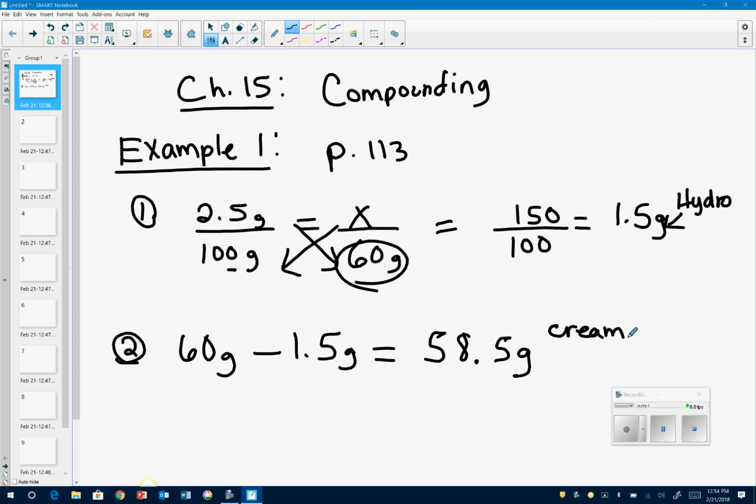So when you make this compound, you're going to use 1.5 grams of hydrocortisone, and then you're going to use 58.5 grams of cream. Double check yourself: when you add these two together, it'll come up to 60. So that's the total that you're making.